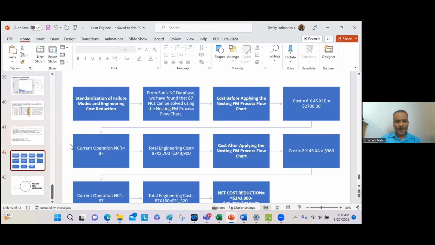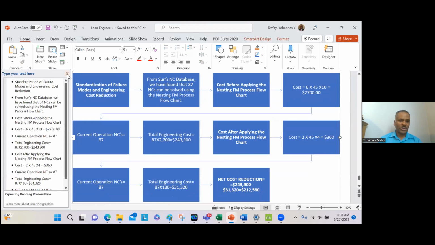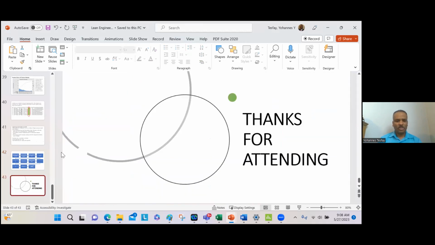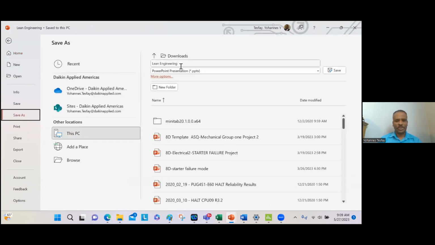So finally, this is the standardization of the system that we did, and overall we save about this much money. Net cost reduction, by doing that, is almost $250,000, assuming everything is done on time. So this is what it is. Let me save this one for you.